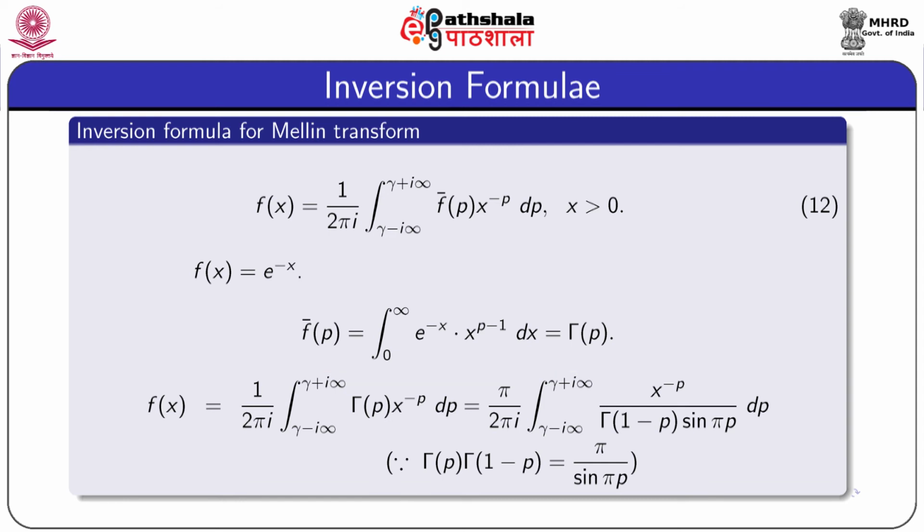Now, we are using inverse Mellin transformation to get the value of f(x), and so the value of f(x) is 1 divided by 2 pi i, integration from gamma minus i infinity to gamma plus i infinity, gamma(p) x to the power minus p dp, and here we are using the formula gamma(p) into gamma(1 minus p) equals pi divided by sine(pi p), and using that formula we can get back the function f(x) as e to the power minus x.